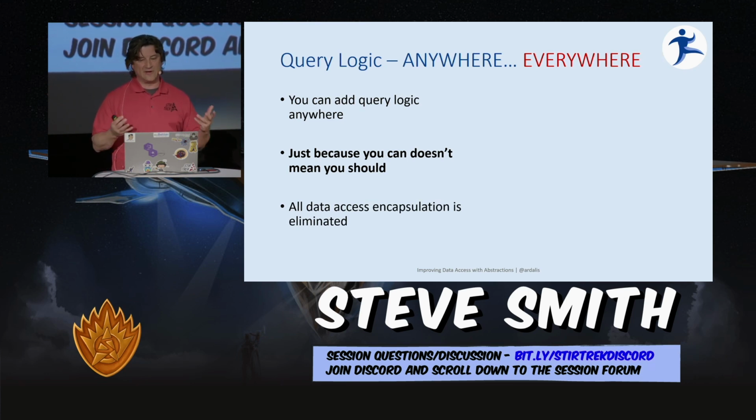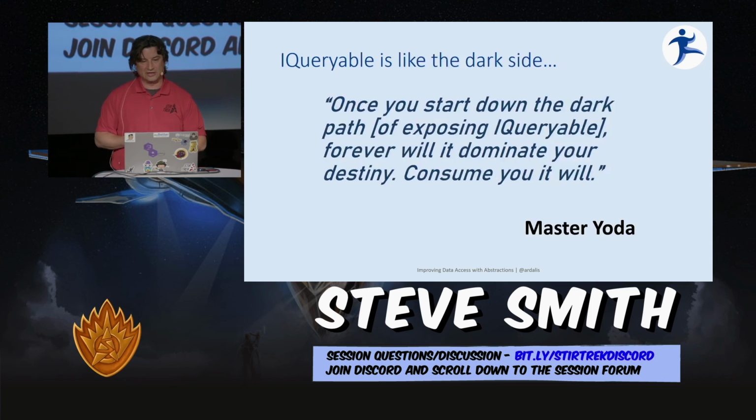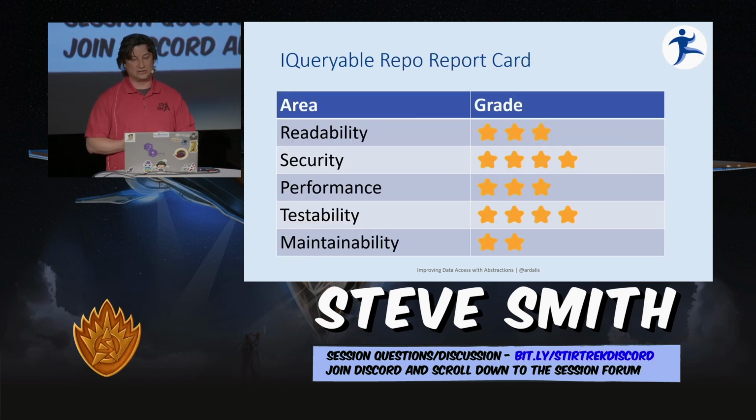So just like my favorite Guardian of the Galaxy says, with great power comes great responsibility. So, be careful about how you're doing that. Don't just expose IQueryable and basically eliminate all the encapsulation that you might have. Another Guardian of another galaxy once said, once you start down this dark path of exposing IQueryable, forever will it dominate your code's destiny and it will consume you. So, just kind of think twice before you decide that you want to return IQueryable from your application.